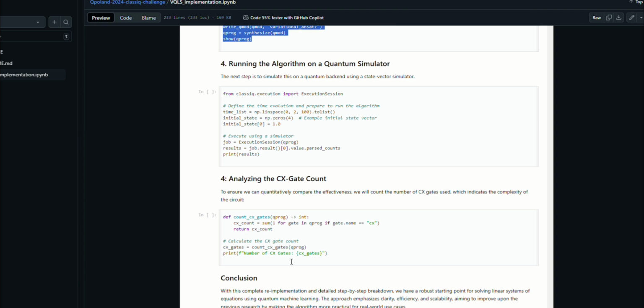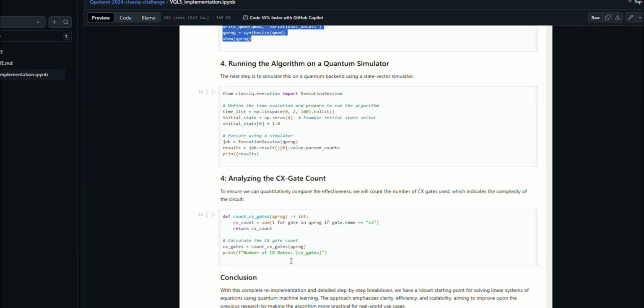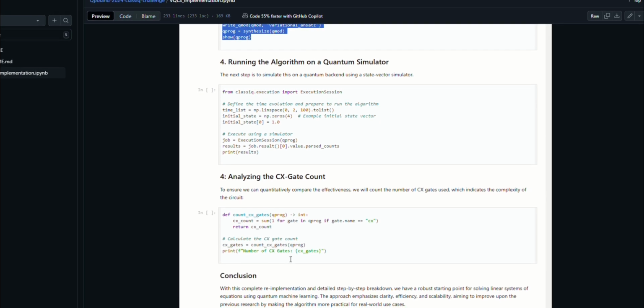Coming to the fourth one, analyzing the CX gate count. One of our key goals was to improve on the original research paper. We focused on optimizing the ansatz by choosing a more efficient layout of gates, which reduces the overall gate count, especially the number of expensive CX gates. This not only speeds up the execution but also makes the algorithm more scalable.